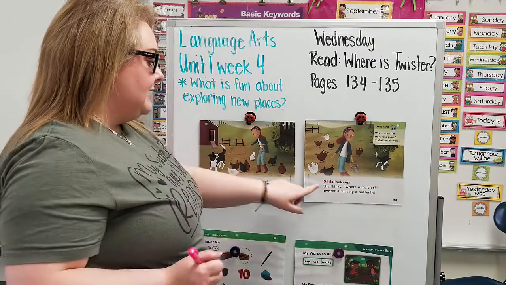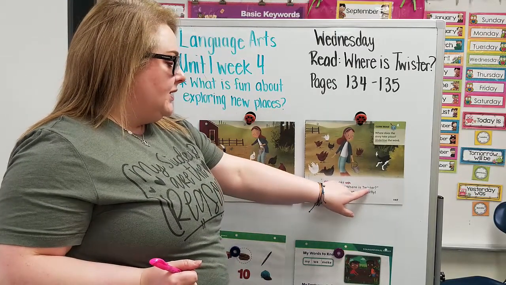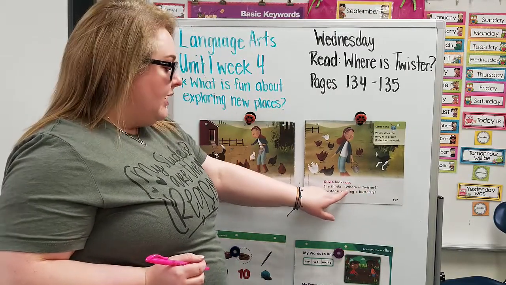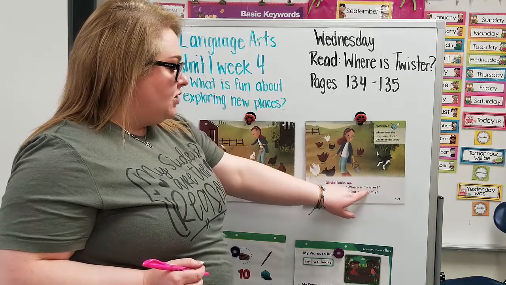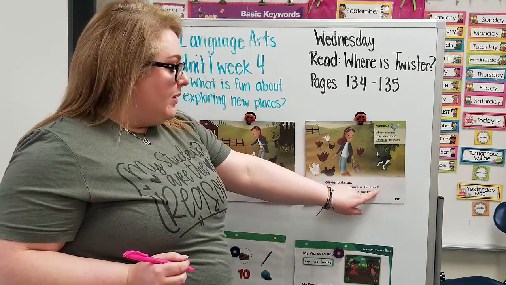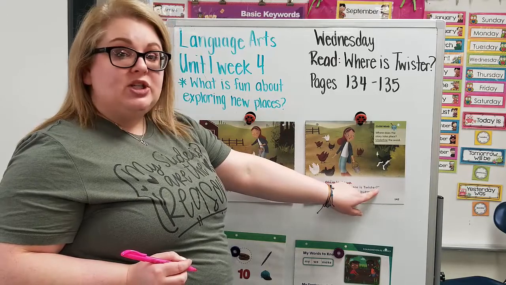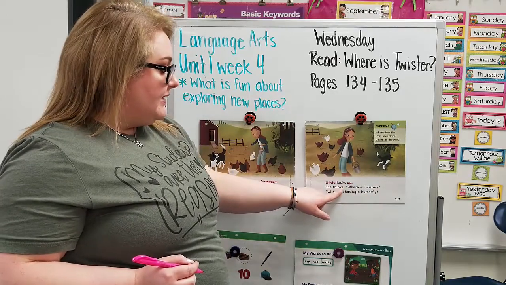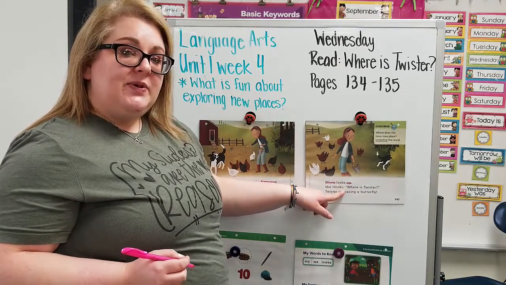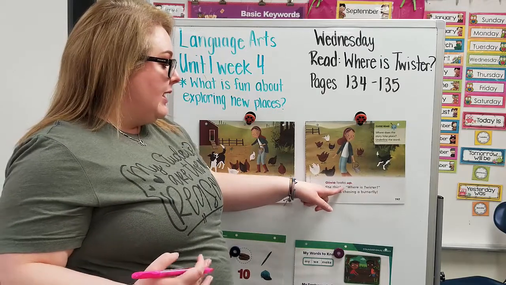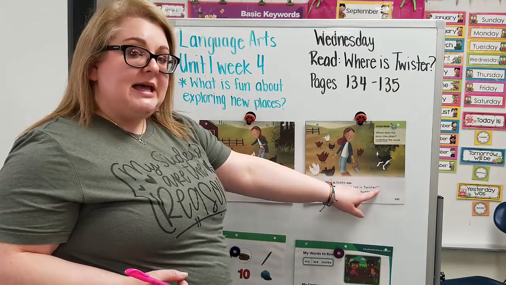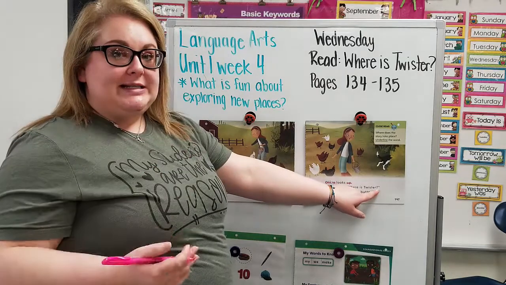Okay, next. She thinks, where is Twister? And we have some new symbols here. We have quotation marks here between where is Twister. That means she's talking. We have a question mark at the end, which is a question. And we also have that comma, that fancy period with a tail that means we just pause. Okay? But the question mark is the end of the sentence, and that's where we're going to stop.